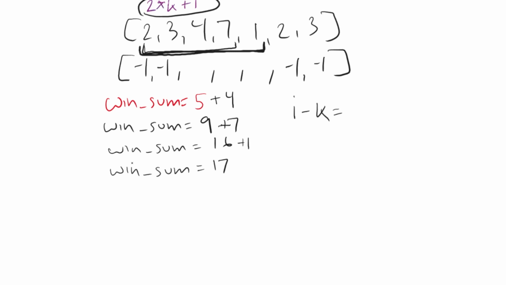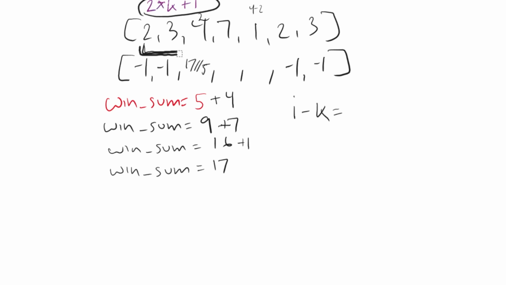So in this case, we see that our window size is 2 times k plus 1. It's 5. And our index right here is 0, 1, 2, 3, 4. It's 4. 4 minus 2, we know that our center is 2. So we go to index 2 in our result array, and we put 17 integer divided by 5. Okay, now that that's done, we keep moving forward.